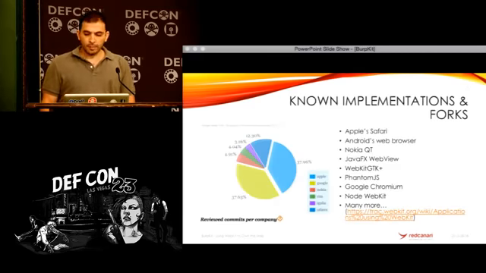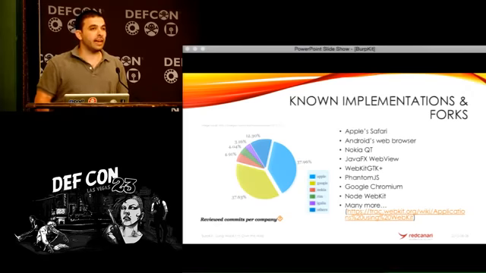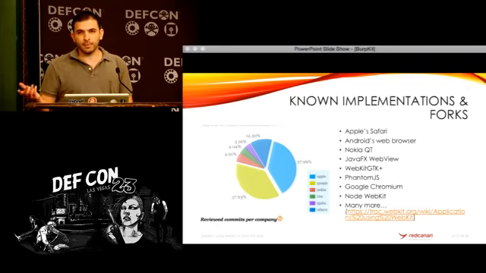So here are a few known implementations and forks of WebKit. We all know Apple, Safari, the web browser, Android. Nokia has an implementation in Qt. And JavaFX, just recently, after the release of 1.8 update 30, I think, started getting WebView natively bundled with Java. And we have GTK and so on.